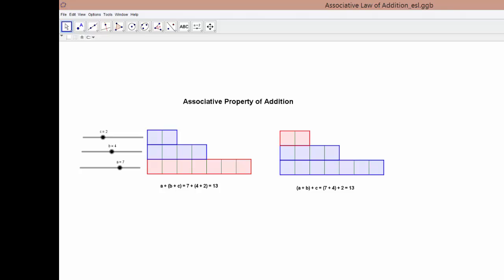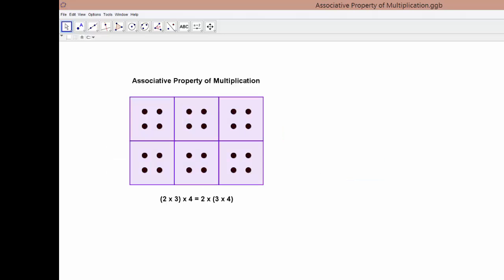So here we can see that it really doesn't matter how we color our rectangles, right? At the end of the day, we're still going to have exactly the same number of rectangles. Their color makes no difference whatsoever. Right, so that demonstrates the associative property. So now let's look at the associative property of multiplication.